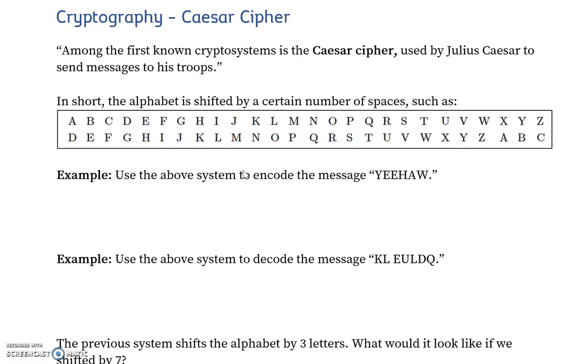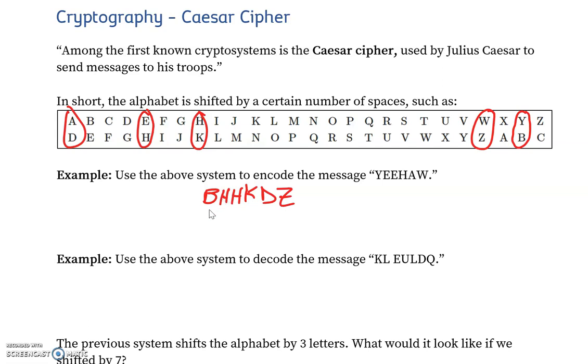So we're going to use the above system to encode the message "Yeehaw!" Basically what we do is we say, okay, I want to send a Y from the normal alphabet. I'm going to encode that as the bottom letter, the B. So Y becomes B, and then we go to E. I want to send an E, but what I'm going to write is H, and I have 2 of those: B, H, H, because we have 2 E's. Instead of sending H, we're going to send K. Instead of sending A, we're going to send D. And then instead of sending W, we'll send Z. So this would be the message that you would send to the troops.